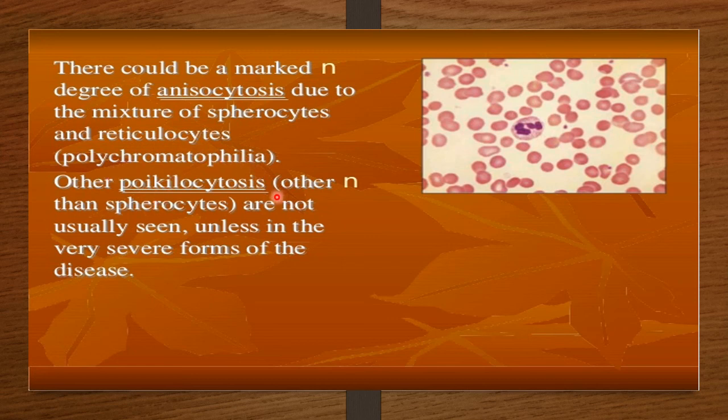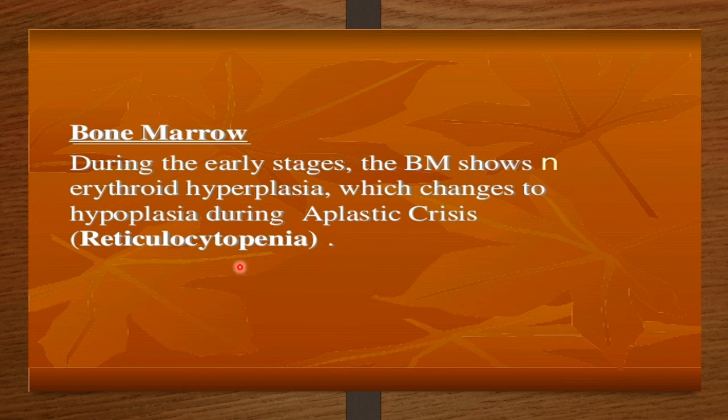Other poikilocytosis other than the spherocytes is usually not seen unless in a severe form. That is, when the disease reaches a severe condition, other poikilocyte forms will be seen. Otherwise, only spherocytes will be seen. Bone marrow: during the early stages, bone marrow shows erythroid hyperplasia, which changes to hypoplasia. Hypoplasia means it is a condition, a type of anemia which affects the precursors of RBC. Since it affects the precursors of RBC, you usually see leukocytopenia, that is aplastic crisis.